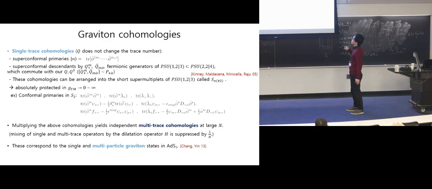And they are shown to be absolutely protected. So they will persist to exist at arbitrary finite coupling. And for S2 multiplet, which means that we only use 2 letters, the conformal primaries are given as this. So you have symmetric scalars, scalar times gaugino bilinear, and scalar times Carolino, and so on. And multiplying the above operators will give you independent multi-traced cohomologies at large n. And this will explain all the single and multi-particle graviton states in AdS5.